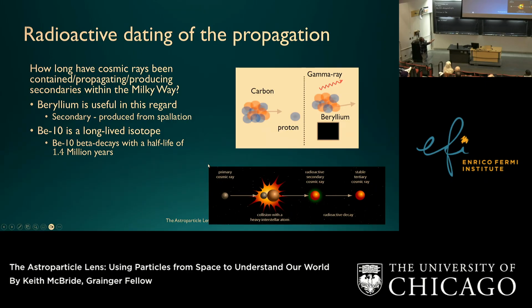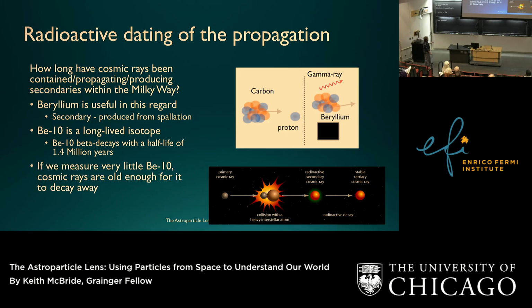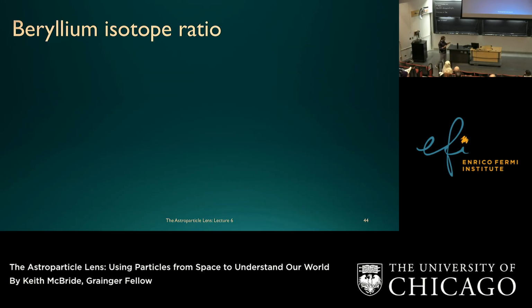And so the picture you can have is that you have these carbon primary cosmic rays that collide with the interstellar medium, producing radioactive beryllium-10. And if you go measure it, you're going to measure some fraction of beryllium-10 and some fraction of its stable partner that it decayed to, right? You're going to get less beryllium-10 if more decay is happening, if the age of cosmic rays is older. So if you measure very little, cosmic rays are very old, because all of that beryllium-10 that was produced has decayed away. And this is a separate, orthogonal measurement to understand that propagation of cosmic rays in the Milky Way compared to the boron to carbon ratio.